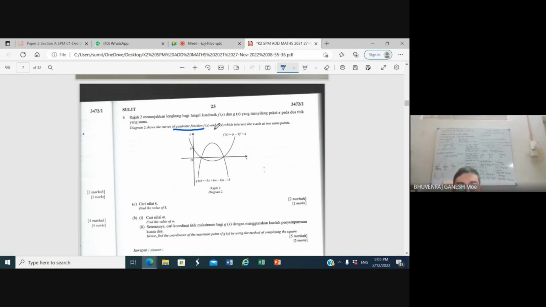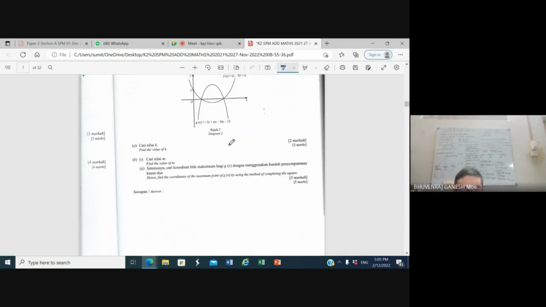So they have two curves, right? f(x) and g(x). You must see the functions f(x) and g(x), and then you see they intersect the x-axis at two points. So you know something is going to come when you see the words "two same points". There's something they're going to relate here when they say two same points.